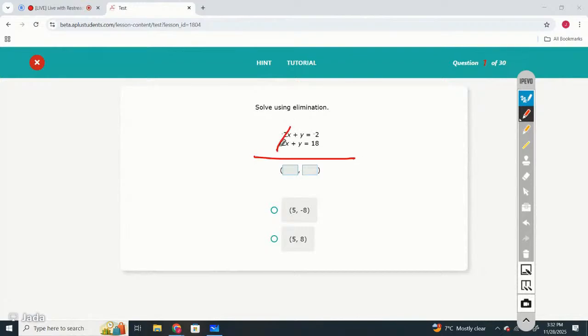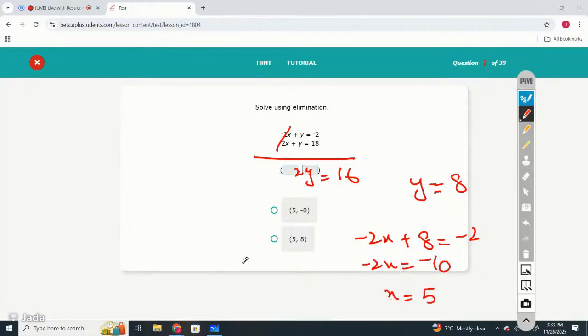So when we add 2x and 2x, that makes 0, so we have 2y equals 16. So y is equal to 8. Now you can substitute y equals 8 in any of the equations and calculate the value of x. So negative 2x is equal to negative 10, x is equal to 5.